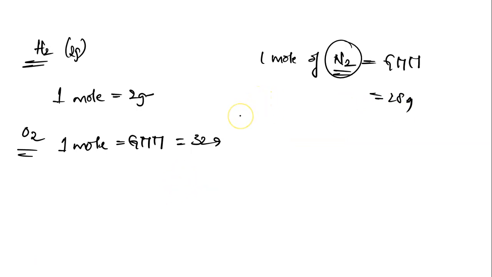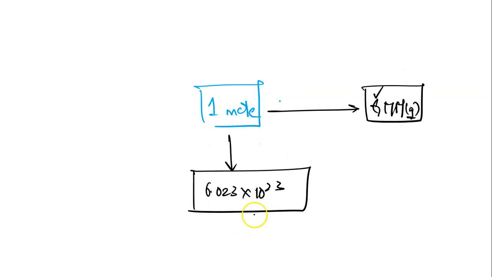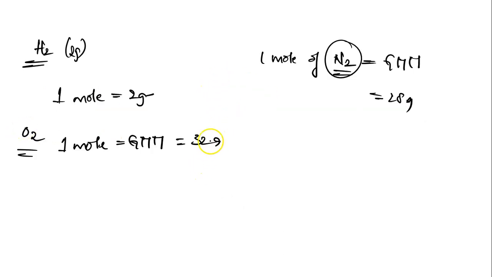I hope that's clear. So 1 mole is 6.023 into 10 power 23 units by number, and 1 mole of any substance will weigh equal to its gram molar mass. That's really good. But what if I'm talking about a liquid? What do you think? 1 mole of a liquid is equal to how many liters or milliliters? In fact, it is equal to 22.4 liters. Means if I'm talking about 1 mole of any liquid, say 1 mole of water, it should be equal to 22.4 liters. Fine.